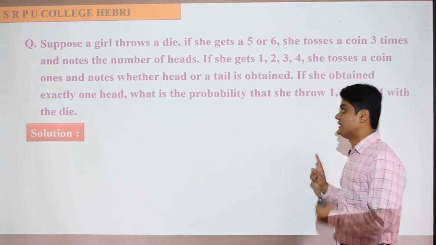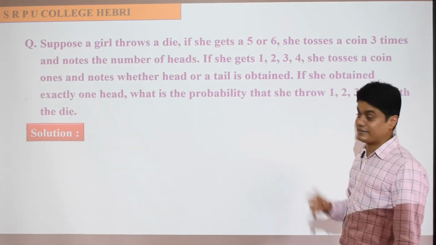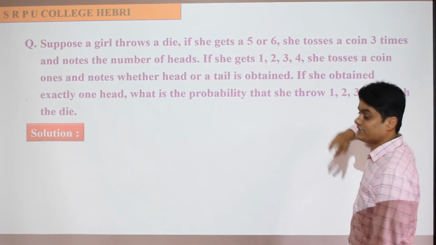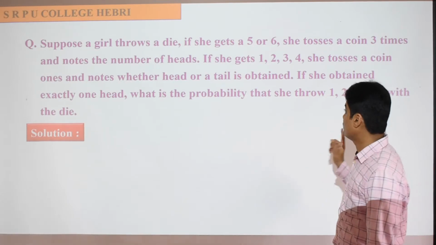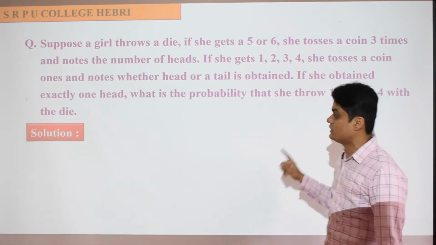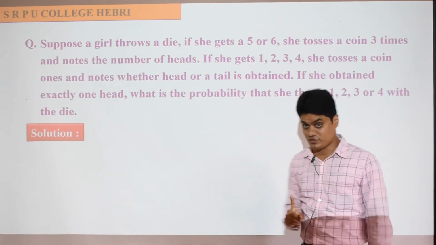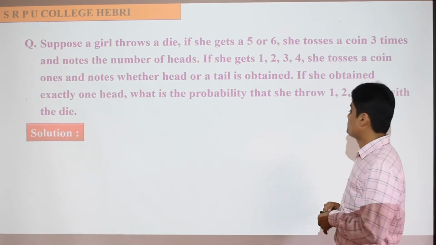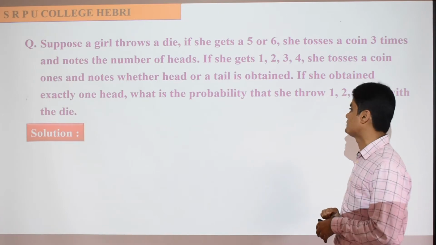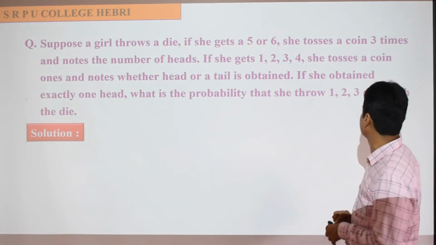Suppose a girl throws a die. If she gets 5 or 6 on the die, she tosses a coin 3 times and notes the number of heads. If she gets 1, 2, 3 or 4, she tosses a coin only once, and notes whether a head or tail is obtained. If she obtained exactly one head, what is the probability that she threw 1, 2, 3 or 4 with the die?